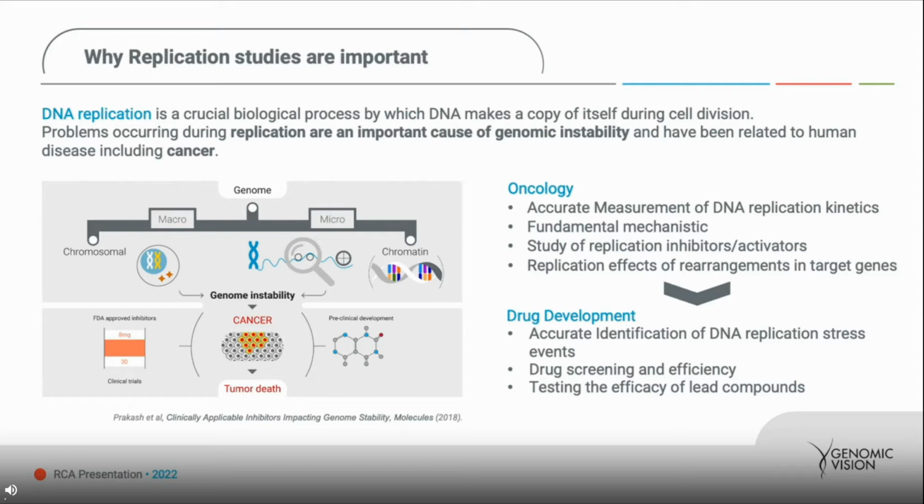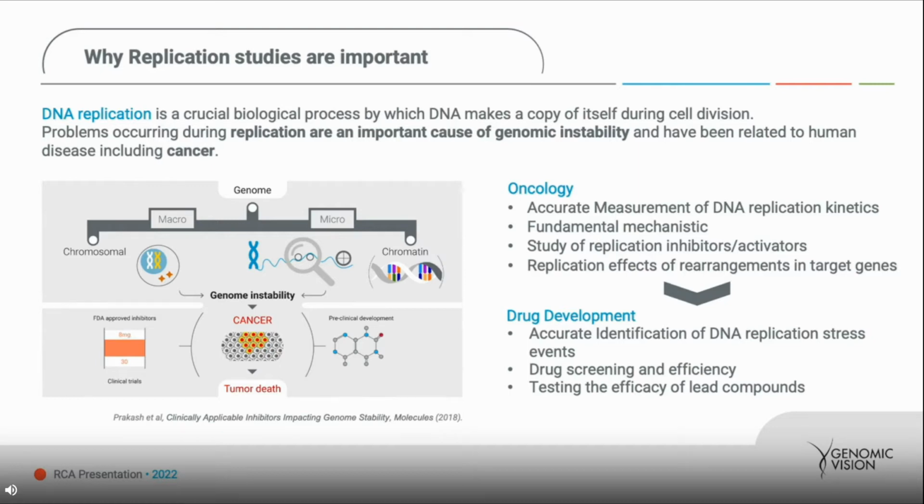In the oncology field, one can study the genome stability mechanism at the micro level by studying replication kinetics through an accurate measurement of DNA replication kinetics, but also the fundamental mechanistic of the replication machinery involving different DNA damage and response pathways, and the study of the replication inhibitors and activators, but also the replication effect of rearrangement in target genes. This lately gives an indication of the genome stability at the macro level.